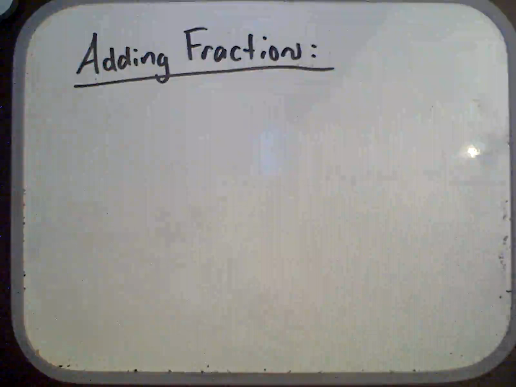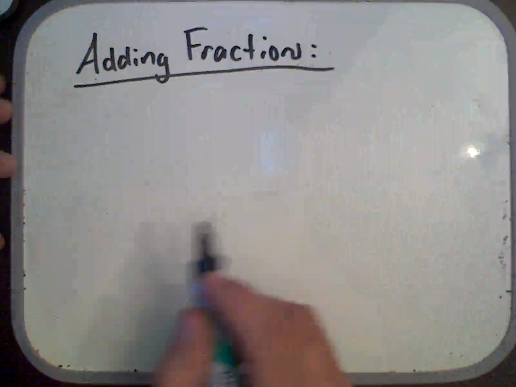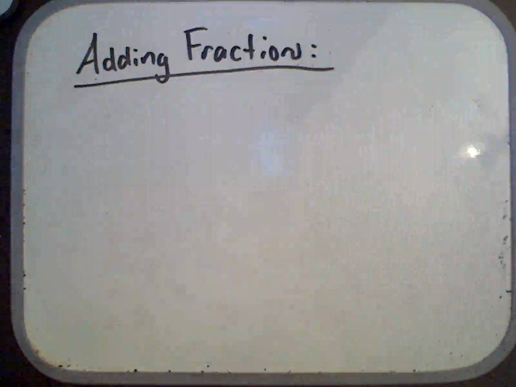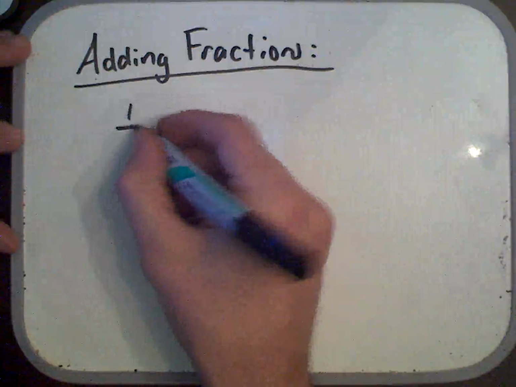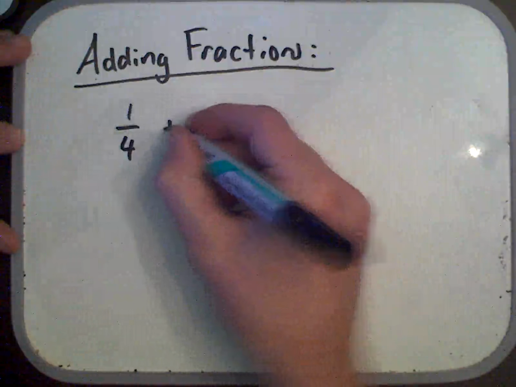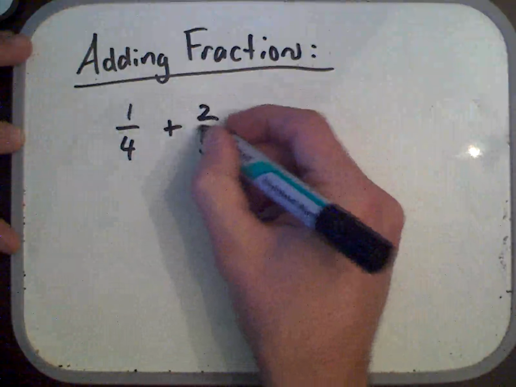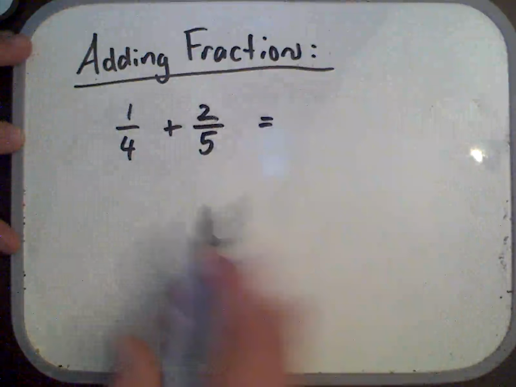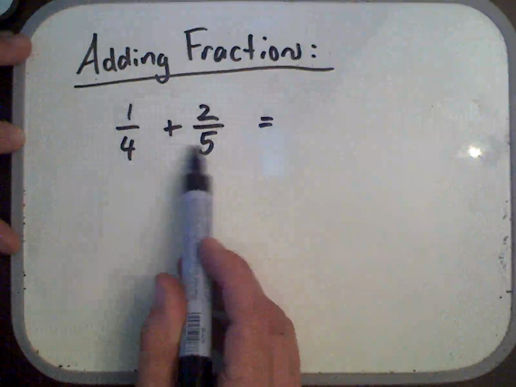Alright, so now we want to look at adding fractions with different denominators, or different bottom numbers. Now this is a little bit harder, and this involves your ability to have good knowledge of the times tables. So let's take an example here: 1/4 plus 2/5.